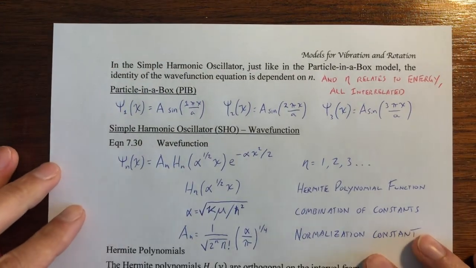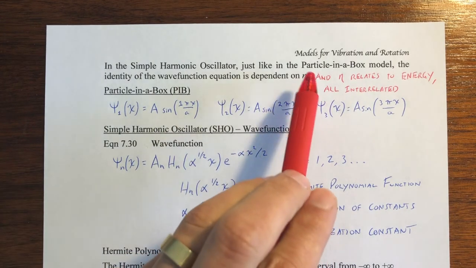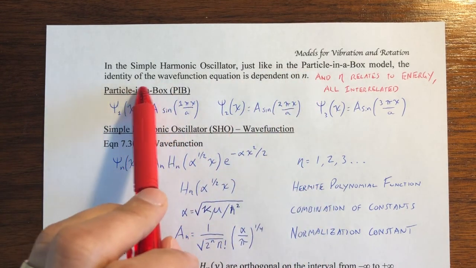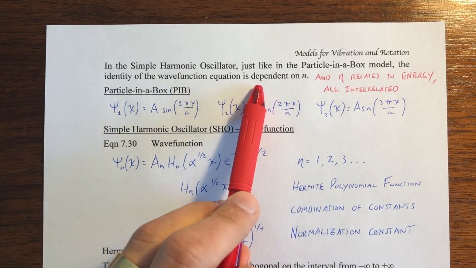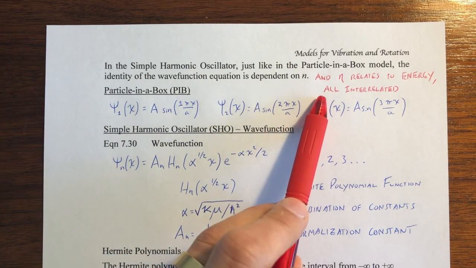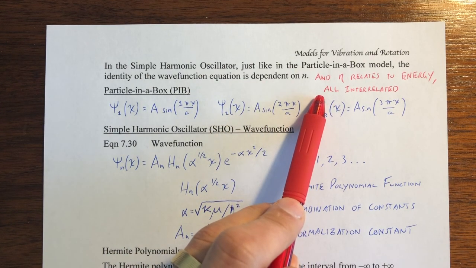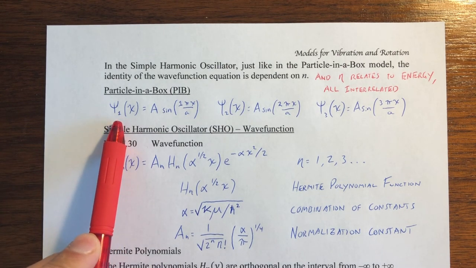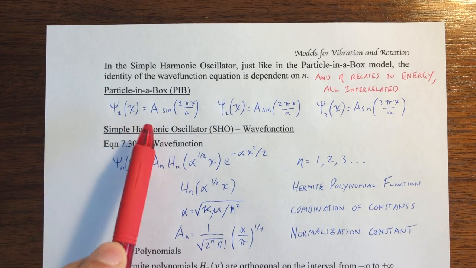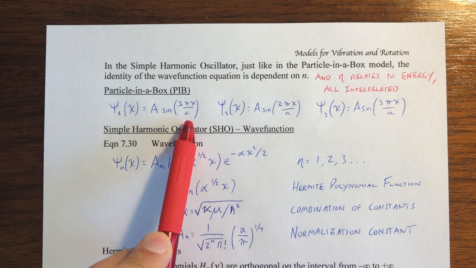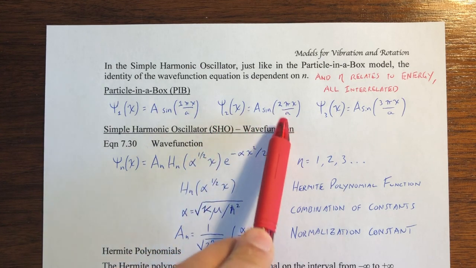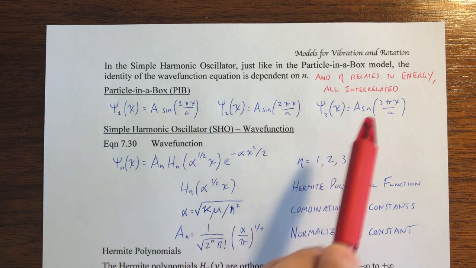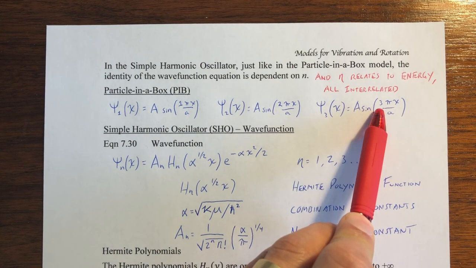In the simple harmonic oscillator, just like in the particle in a box model, the identity of the wave function equation is dependent on n. And n, of course, relates to energy. These things are all interrelated. So if we take a quick look back at the particle in a box model, we can see that psi sub 1 of x is equal to a times sine of 1 times pi times x over a. Psi sub 2 is equal to the same, except in our numerator we have 2. And psi sub 3 is the same, except for in our numerator we have 3.